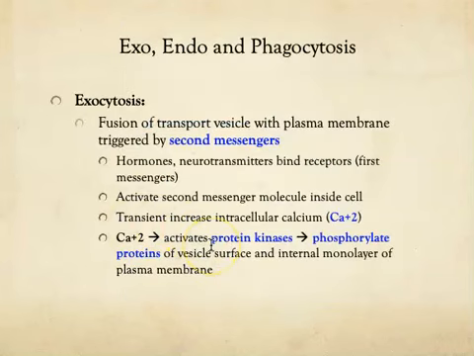It's the phosphorylation of the outside of the vesicle membrane and the inside of the plasma membrane that allows those proteins to come together and fuse so that the material inside the transport vesicle can be released or secreted to the outside of the cell.